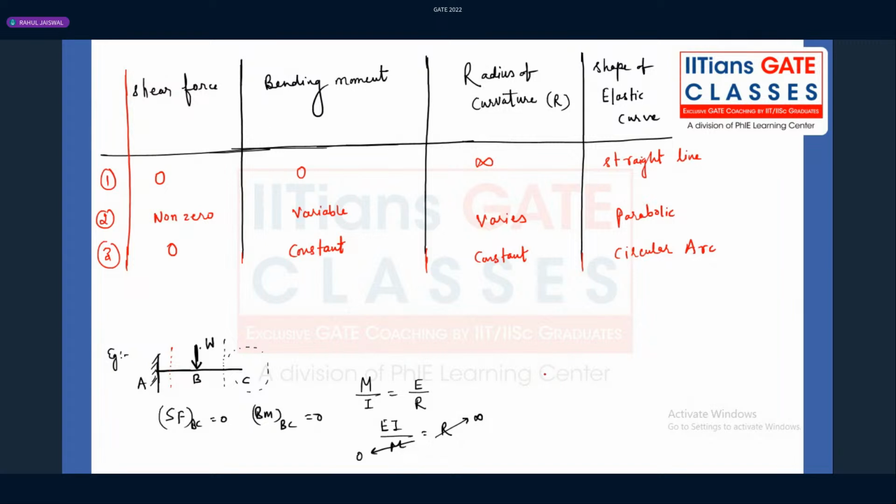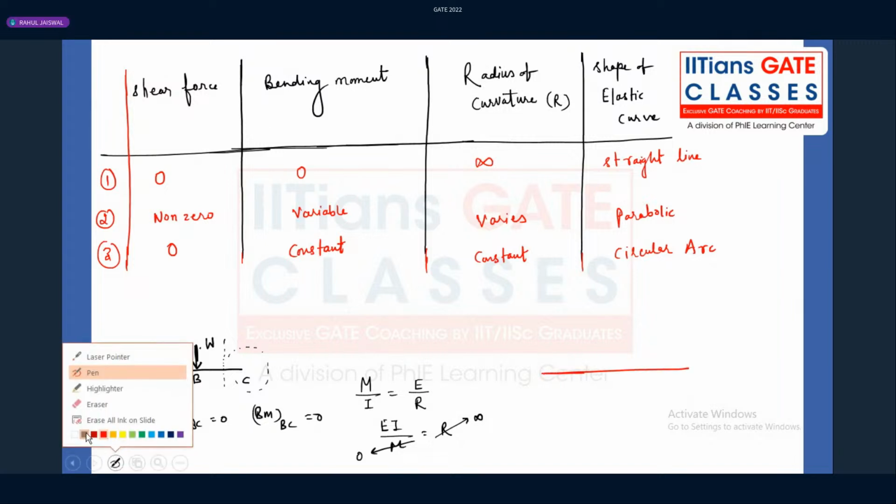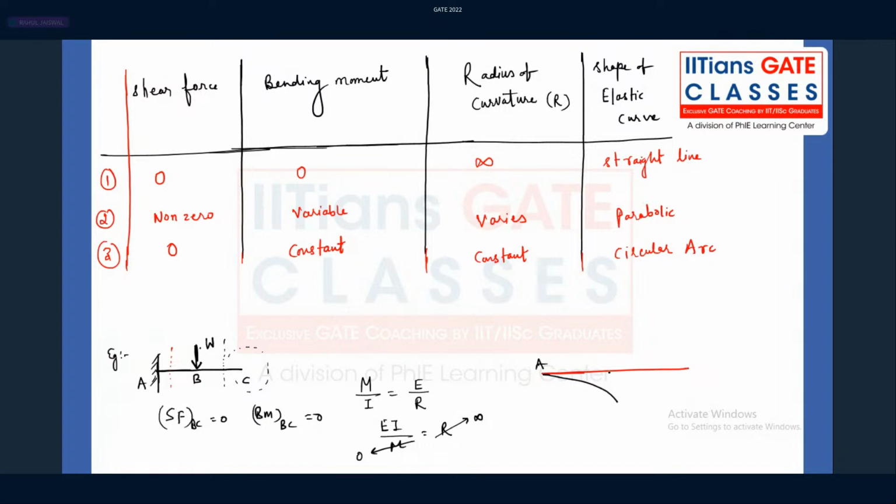In this particular AB, if I want to draw the shape of the elastic curve, it will look like this. There is a parabolic variation from A to B, and then from B to C there is a straight line. These are very important to know for the calculation of deflection. For example, if they ask what is the deflection at point C, you can calculate very easily.